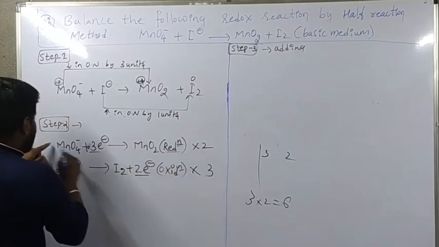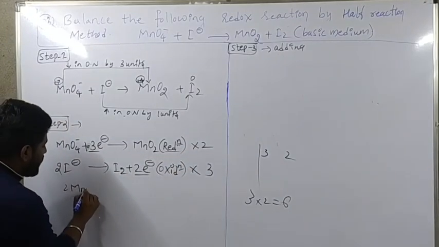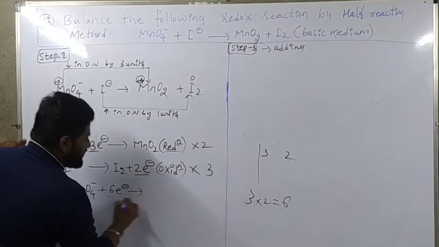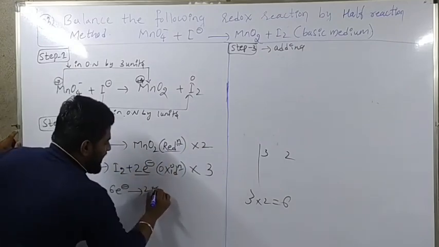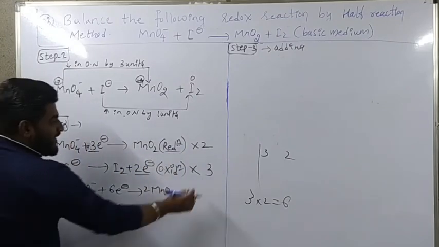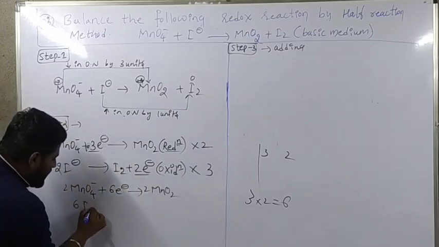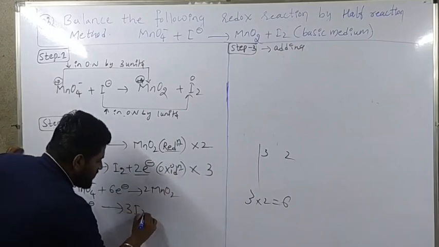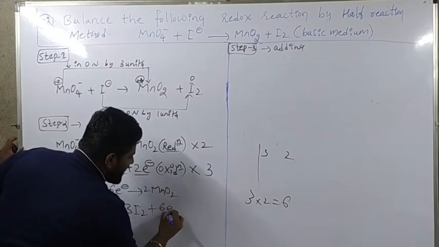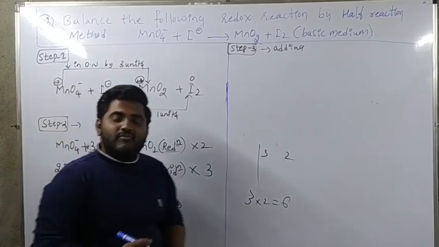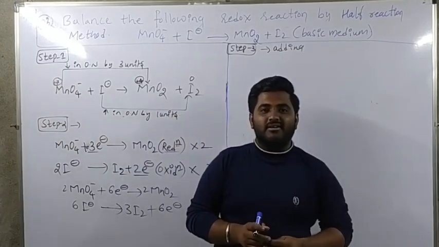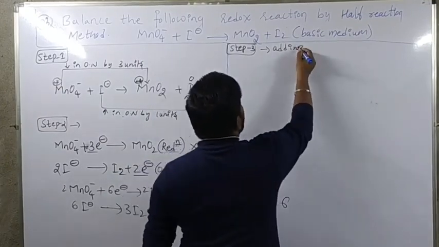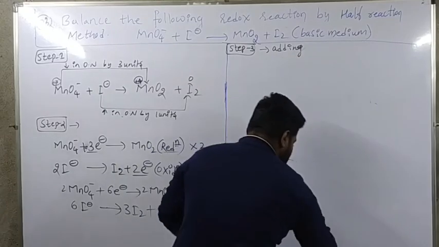Multiply it. 2 into 1. So 2MnO4 minus, 3 into 2, 6 electrons. 1 into 2, 2MnO2. Correct? Multiply here also. 3 into 2, 6 iodide ions, I minus, give rise to 1 into 3, 3I2 plus 2 into 3, 6 electrons. I hope you followed, guys. This is a different step in this method. Now we got the equation. What is third step? Adding. Yes. Step 3 is adding the equations. Just go on adding it. You will get the answer.